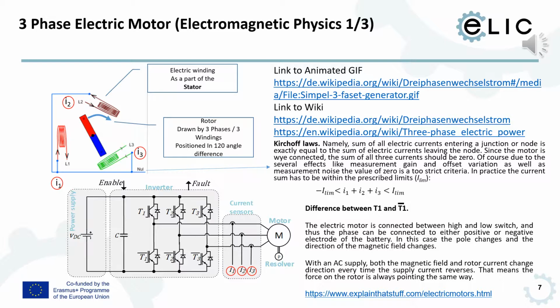With an AC supply, which is the typical motor we have meanwhile in cars, which is an AC three-phase electric motor, both the magnetic field and rotor current change direction every time the supply current reverses. That means the force on the motor is always pointing the same way. There's an explanation of why this is so, which is provided here by a link. What I'm presenting here by video is also available as material in PDF where you can even click the link and find the details.